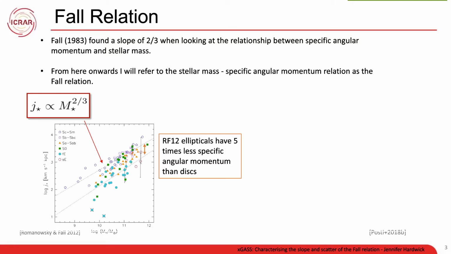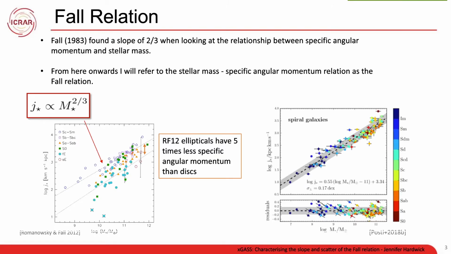So many works have found a slope of 2/3 in this relation. However, not all works have found this. For example, Posti et al. in 2018 found a shallower slope for their data, where they specifically found a slope of 0.55.